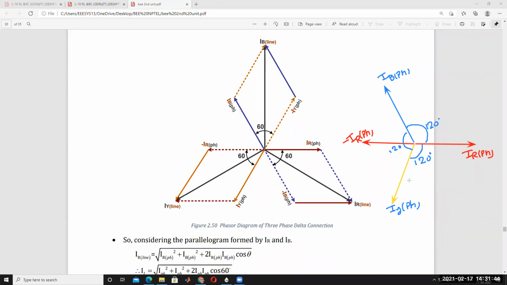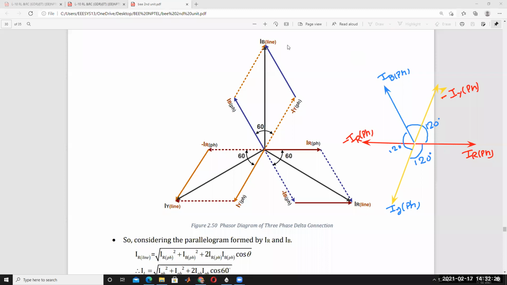So R phase is over, and then Y phase. For Y phase, what is minus IY phase in this direction? Same length. Okay, this is called minus IY phase. Understood? Okay, positive side IY phase, negative side minus IY phase.